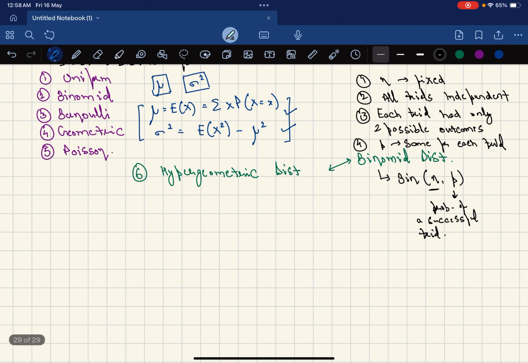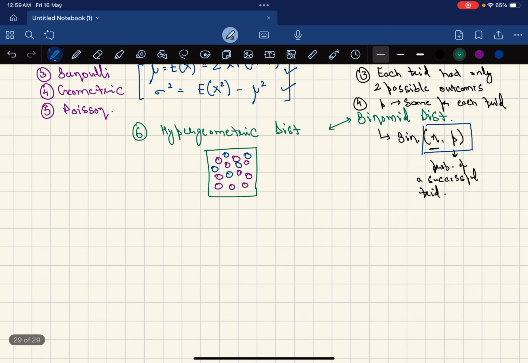Now the difference for hypergeometric distribution is, let's say we have a box, and we have certain purple balls here. So let's say we have 10 purple balls, and let us say we have 5 blue balls here. Now just like we had 2 parameters n and p for binomial distribution, we have certain parameters here as well. There are slightly more parameters here, so we'll define those parameters here.